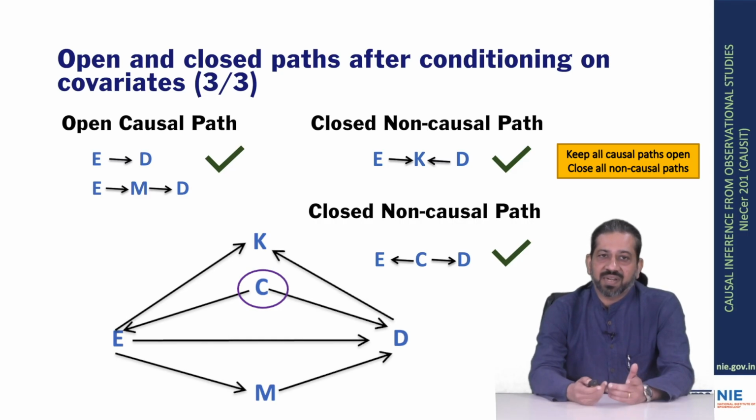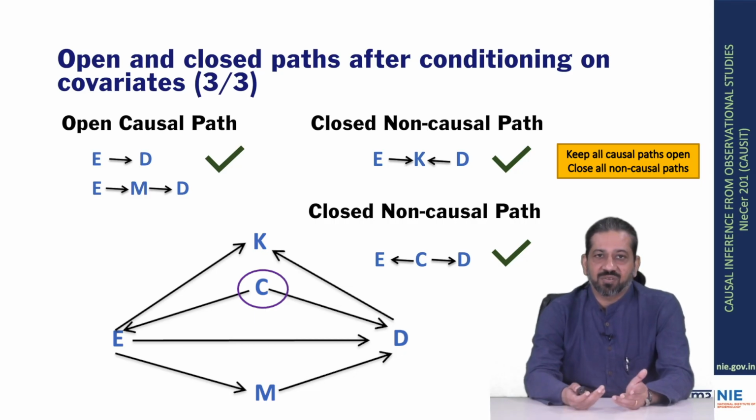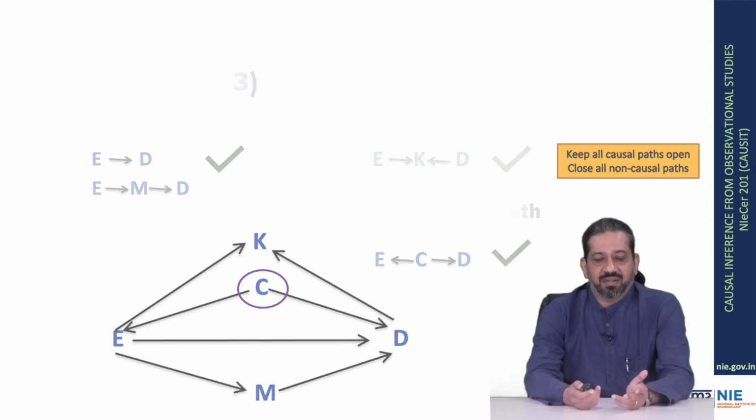Conditioning on C, or adjusting for this particular variable, keeps our two causal paths open. ED and EMD remain open. EKD, which was closed in its natural state, remains closed. And ECD, which was a non-causal path and was open, is now closed. So by doing so, we have in fact ticked all the boxes. Now all the causal paths are open and all the non-causal paths are closed.